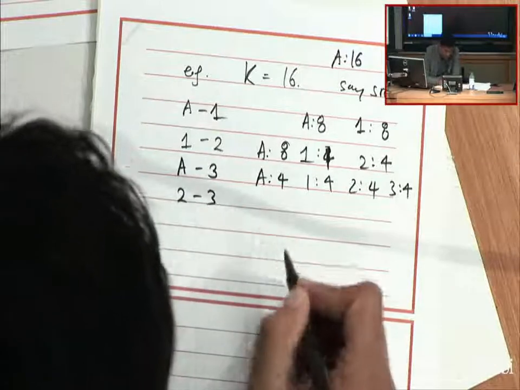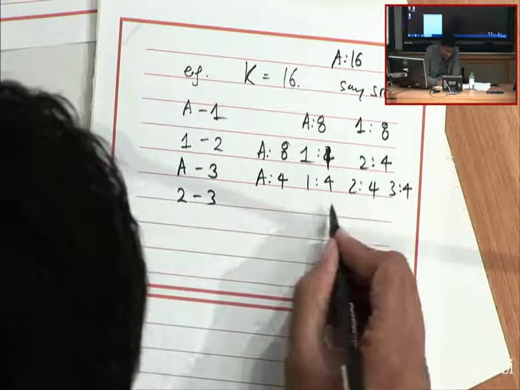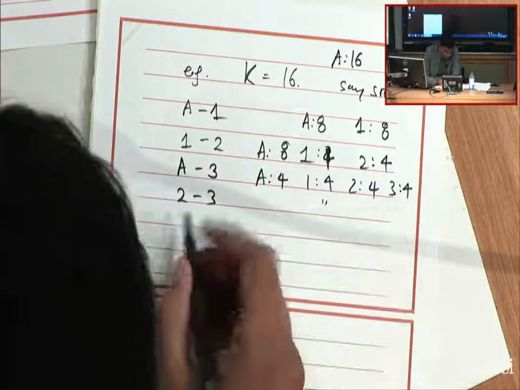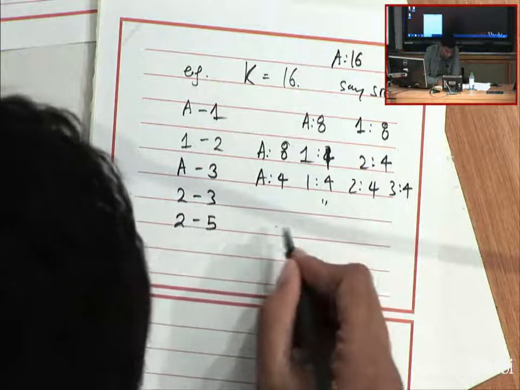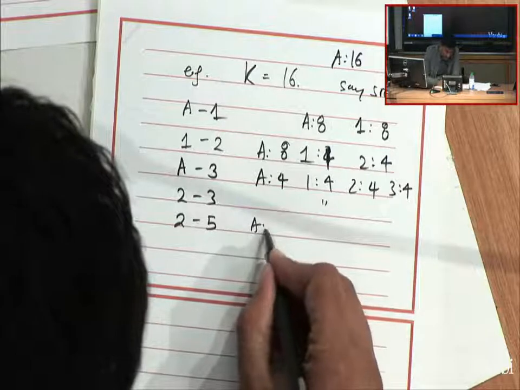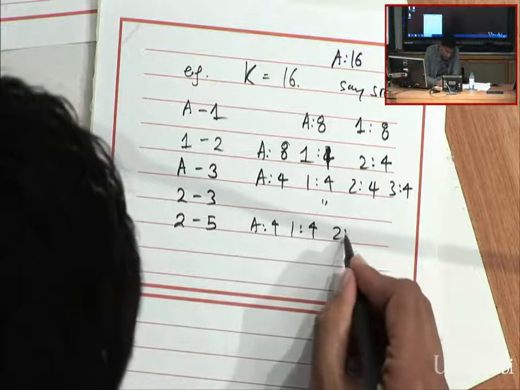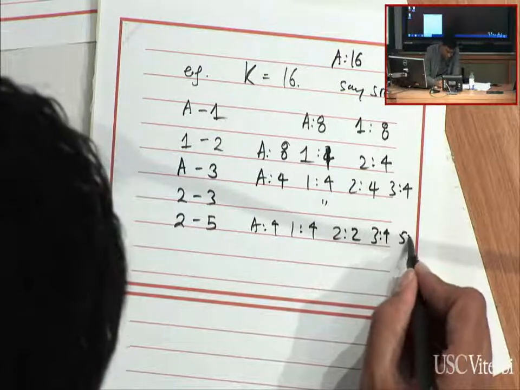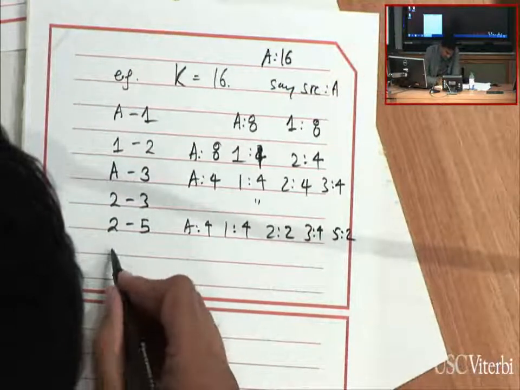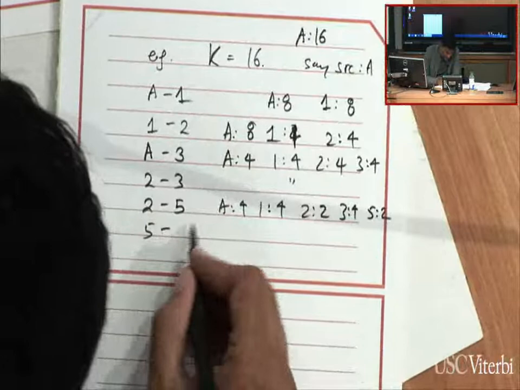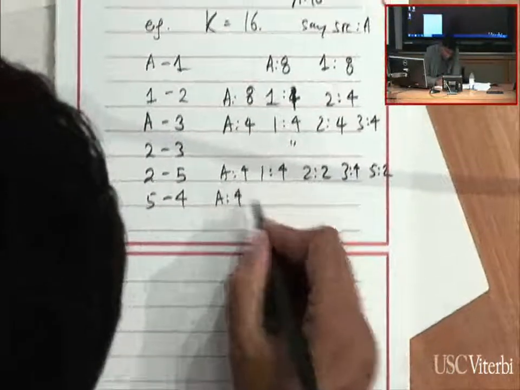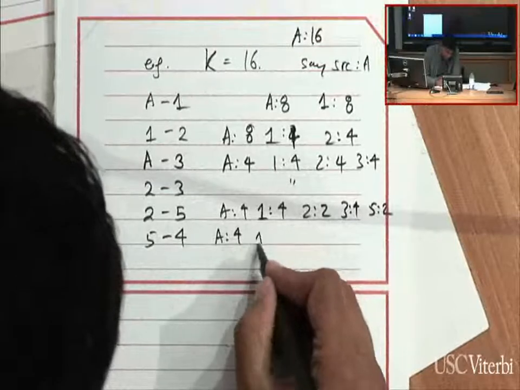Maybe node 2 meets 3 next, nothing changes. Why? Because they both have copies already. Okay. Maybe node 2 meets 5, and then A will keep 4, this will keep 4, node 2 will keep 2, 3 has 4, node 5 has 2 copies. Maybe node 5 meets node number 4, and then you can see what's happening.